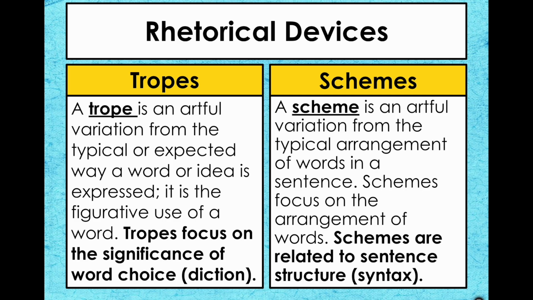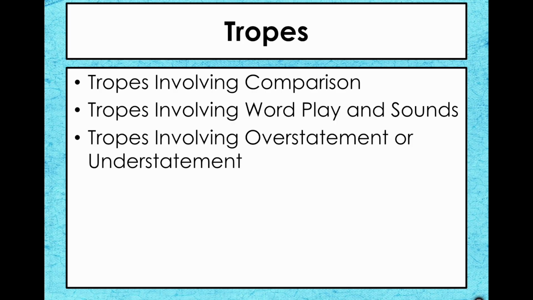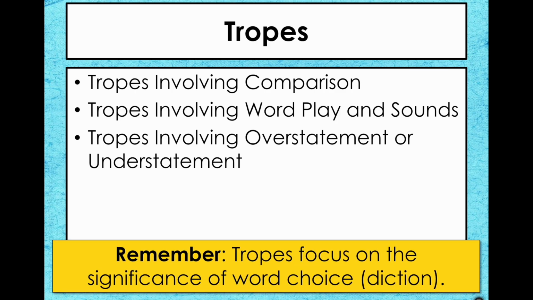Schemes deal with structure. So the different types of tropes we have are tropes involving comparison, tropes involving wordplay and sounds, and then tropes involving overstatement or understatement. You don't necessarily have to remember which one of these categories each of the devices falls into in terms of comparison or wordplay or overstatement, but you should be able to identify that this device is a trope and this device is a scheme. So let's remember.